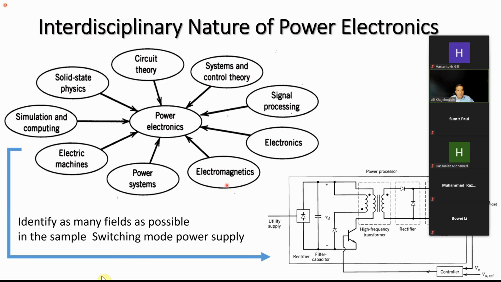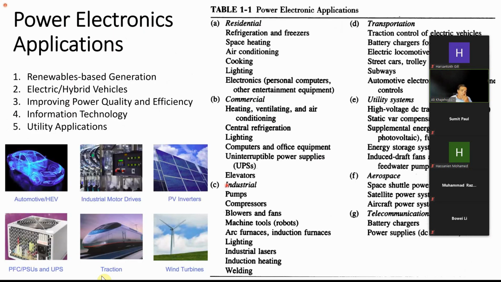No? So what are the applications? Of course, I'm sure you know a lot of applications for power electronics. Residential, we can find them everywhere: electronics, cooking, air conditioning, and all those things have power electronics. Commercial: lightings, computers, UPS systems, elevators, industrial. Again, so many of these machines are using power electronics.